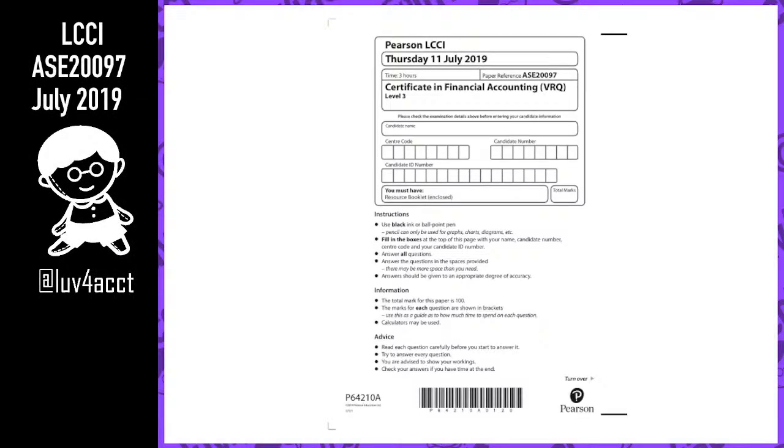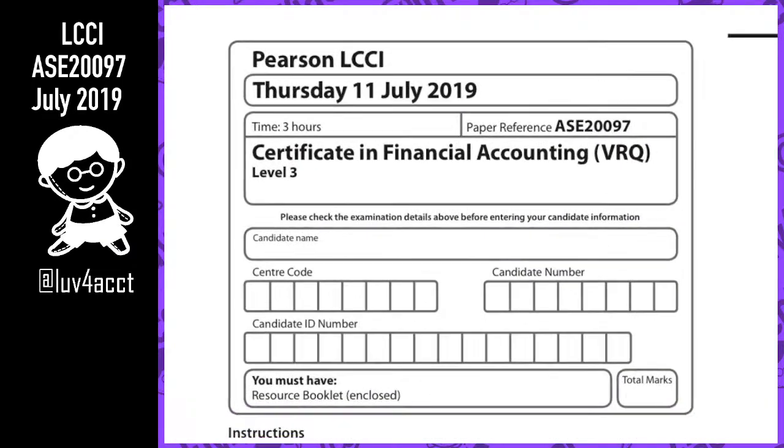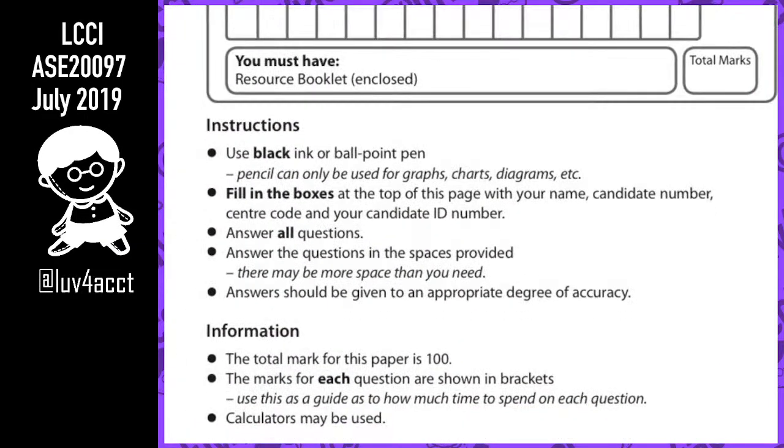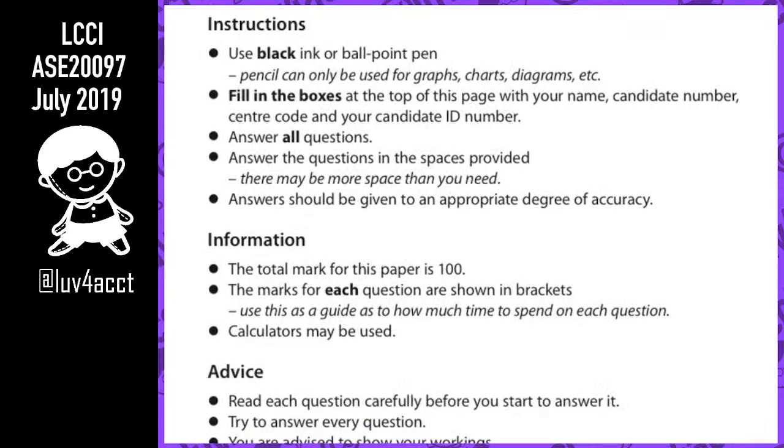Yes, this is our eighth set of papers on LCCI Level 3 Financial Accounting. Today we are dealing with the paper for July 2019 for preparation of the last Pearson LCCI exam. So let's start. The paper details: 100 marks, 5 compulsory questions.